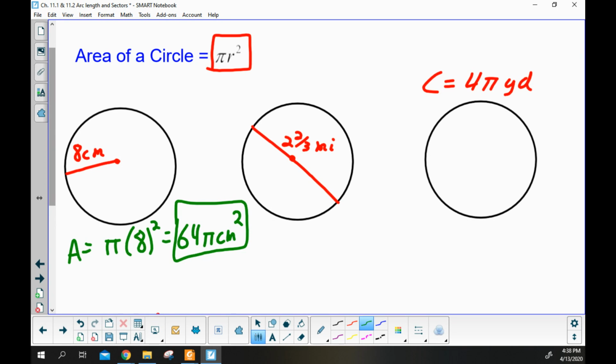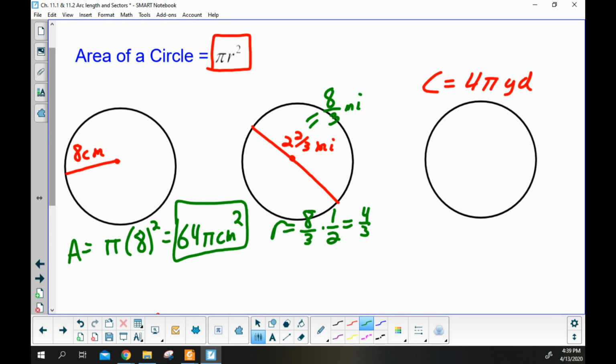All right, the next one here. I give you the diameter is 2 2/3. Now, one of the better things to do with that would be to convert that to an improper fraction. So 3 times 2 is 6, plus 2 is 8. So that ends up being 8/3. Now, that's my diameter. That's not my radius. My radius in this case would be half of 8/3, which ends up being 4/3. That's my r.